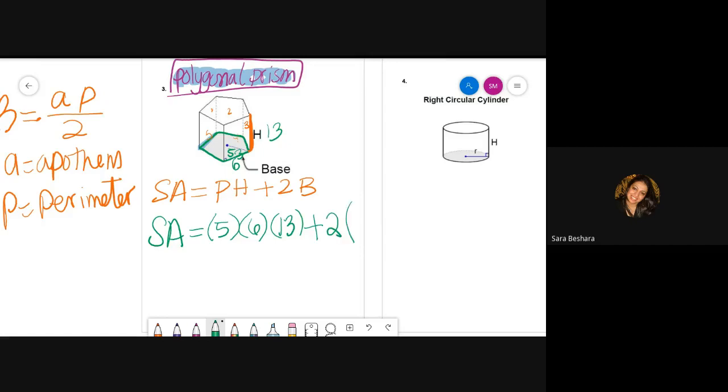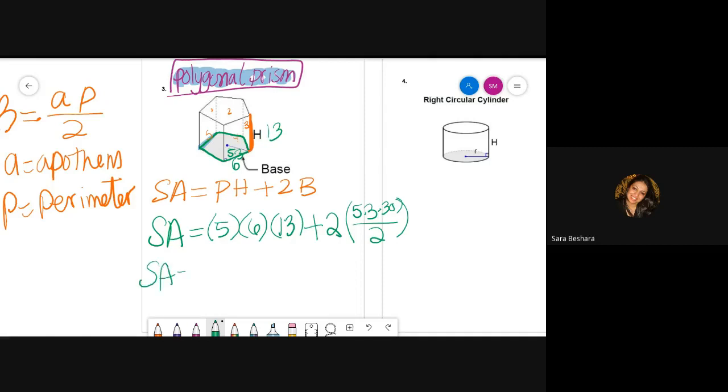Again, the area of the base is the apothem. What's the apothem? 5.3 times the perimeter. You can multiply the 5 and 6 right away. You can keep them the same the way they are. It really doesn't matter, but I'm going to multiply. So it's 30. Divide that by 2. Okay, let's do the math.